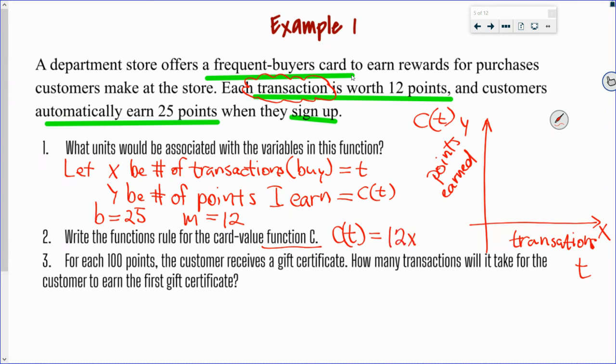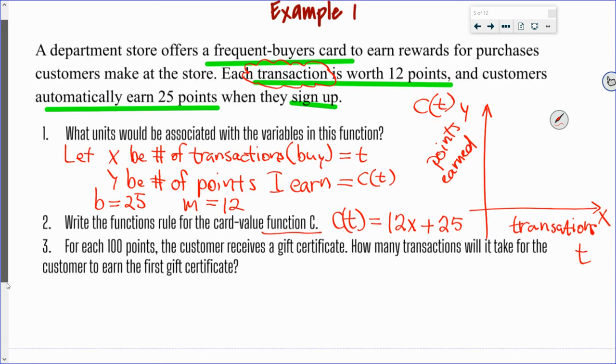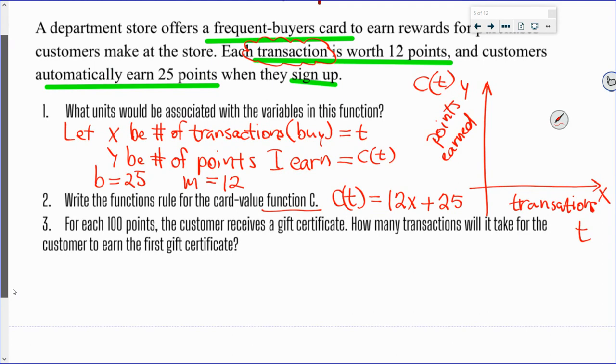Okay, remember the slope is going to go with my x. It's the coefficient of x, plus 12.25. Right. So I've got a function. Awesome. Now, the next part of this question is a little more challenging, okay?